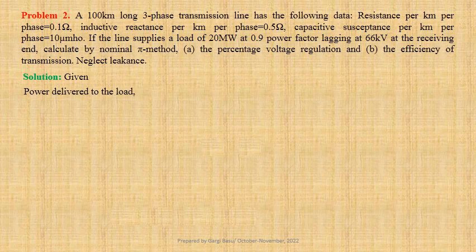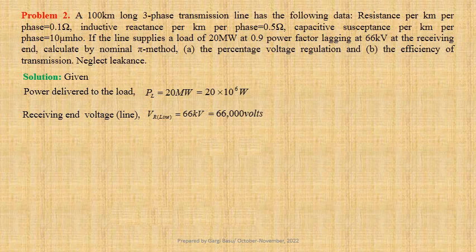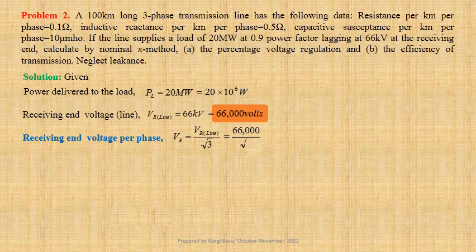Power delivered to the load PL equals 20 megawatts, that is equal to 20 into 10 to the power 6 watts. Line to line receiving end voltage VR line equals 66 kilovolts, that is equal to 66,000 volts. For star connected system, receiving end voltage per phase VR equals VR line divided by root 3, that is 66,000 divided by root 3, that gives us 38,105 volts. Given load power factor cos phi L equals 0.9 lagging.